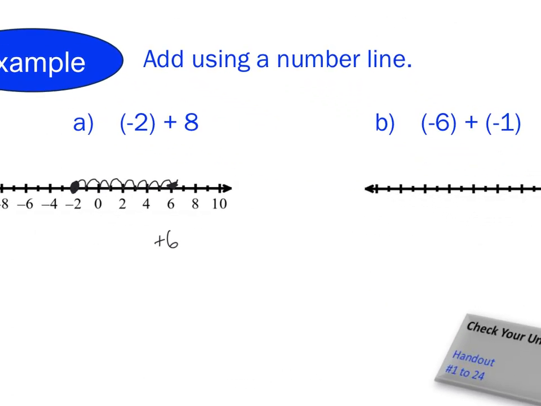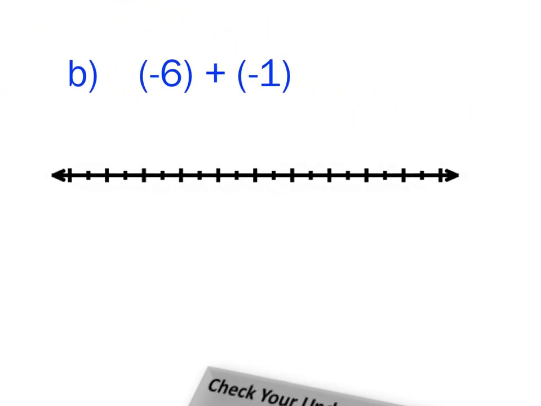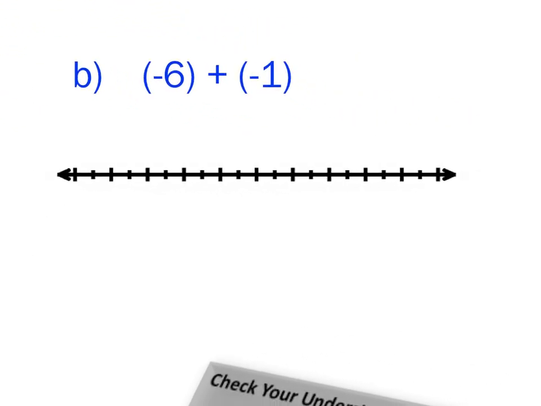And last but not least, we have -6 plus -1. And now this one, the number line is not labeled for us. This is intentional because you have to know how to label a number line. So, first of all, I see a bunch of negatives here. So what I think I'm probably going to do, and they aren't big numbers either, 6 and 1 are not big.